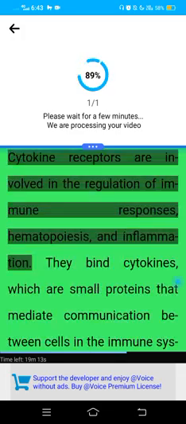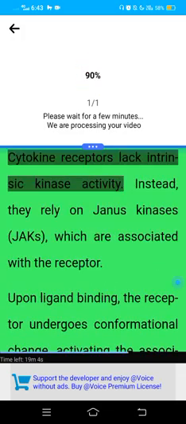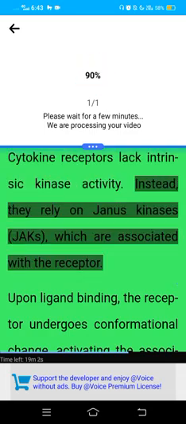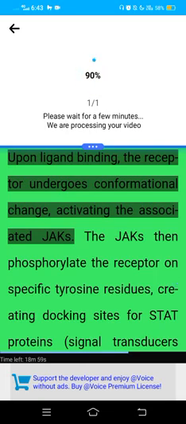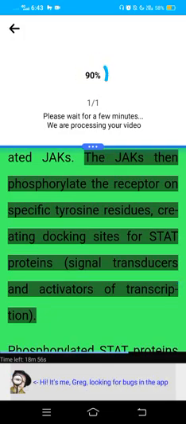5. Cytokine receptors. Cytokine receptors are involved in the regulation of immune responses, hematopoiesis, and inflammation. They bind cytokines, which are small proteins that mediate communication between cells in the immune system. Mechanism of action. Cytokine receptors lack intrinsic kinase activity. Instead, they rely on Janus kinases, JAKs, which are associated with the receptor. Upon ligand binding, the receptor undergoes conformational change, activating the associated JAKs. The JAKs then phosphorylate the receptor on specific tyrosine residues, creating docking sites for STAT proteins, signal transducers and activators of transcription.